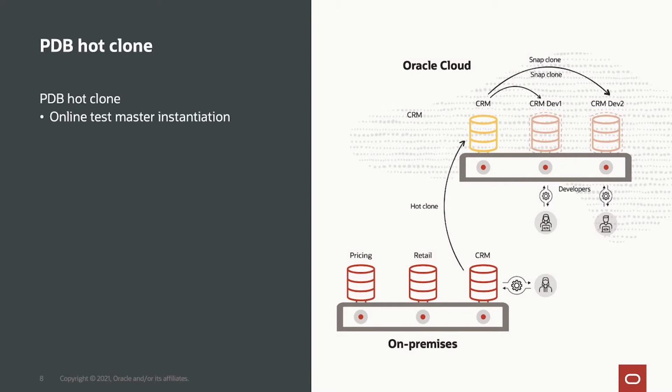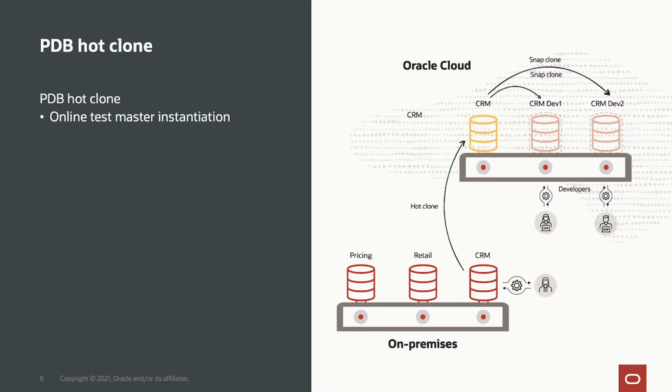Let's consider the requirements in turn. The fundamental capability here is online cloning, also known as hot cloning. In the context of this presentation, high availability, the key thing is to set up the golden master without taking an outage in production. This is why it's so important to be able to do a hot clone, taken while the source PDB is still open read-write.